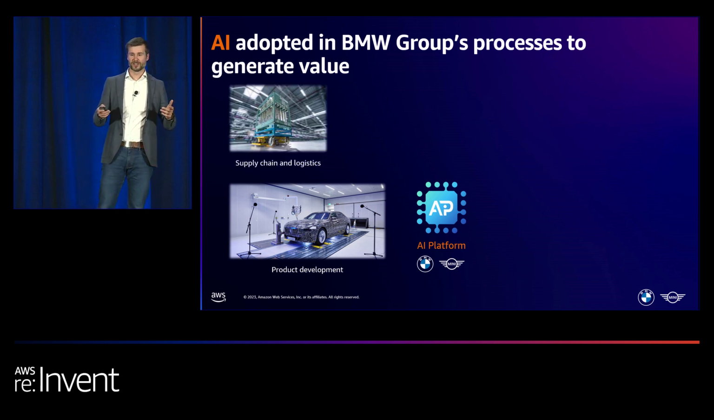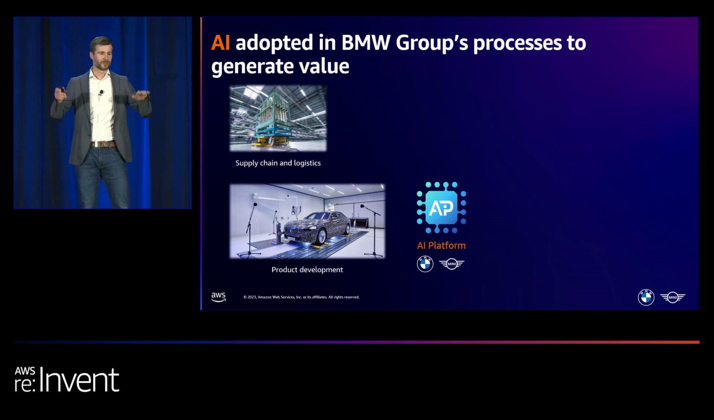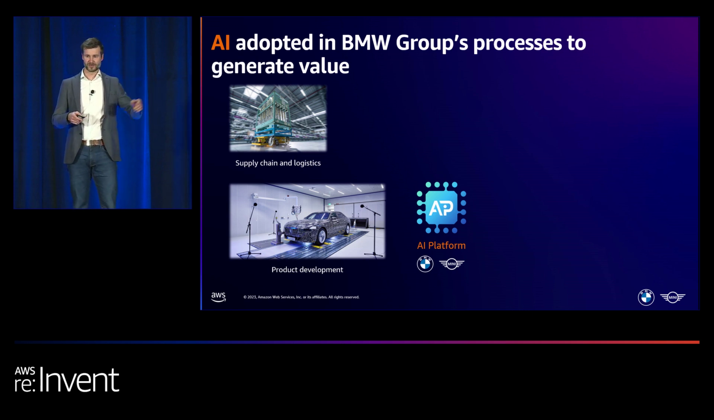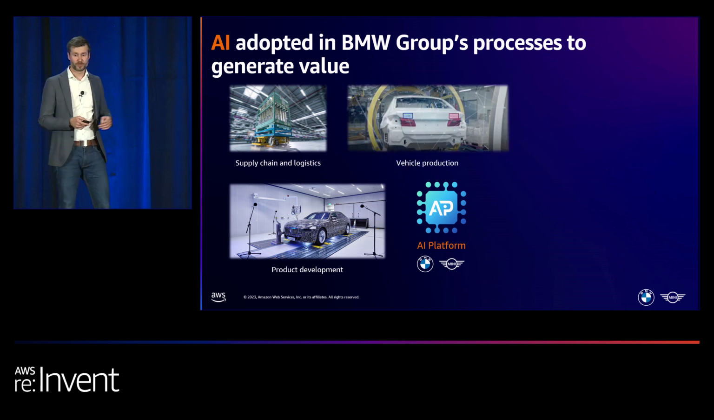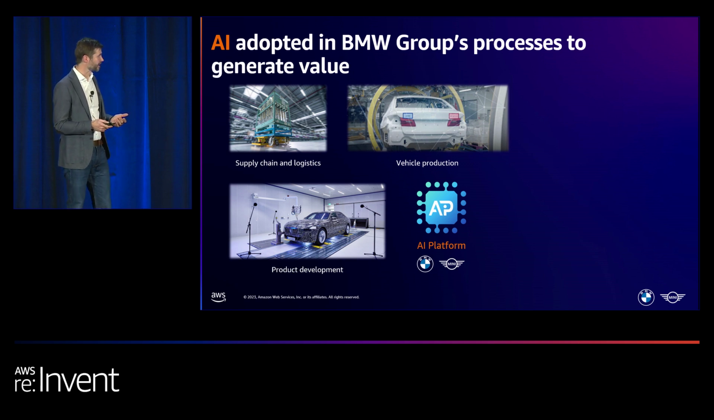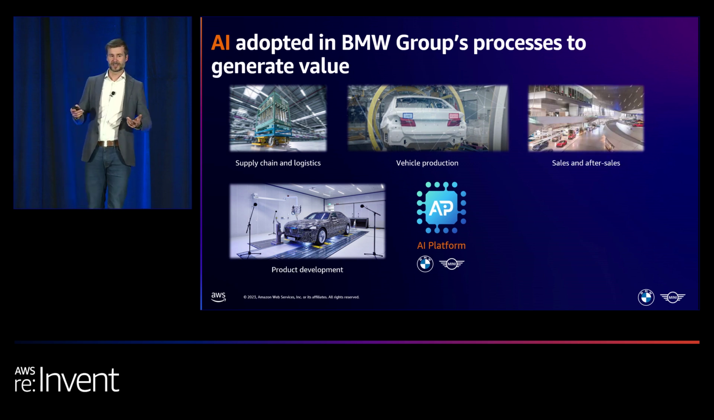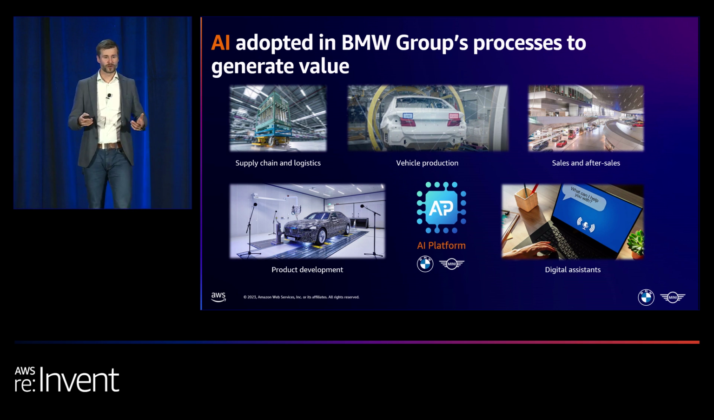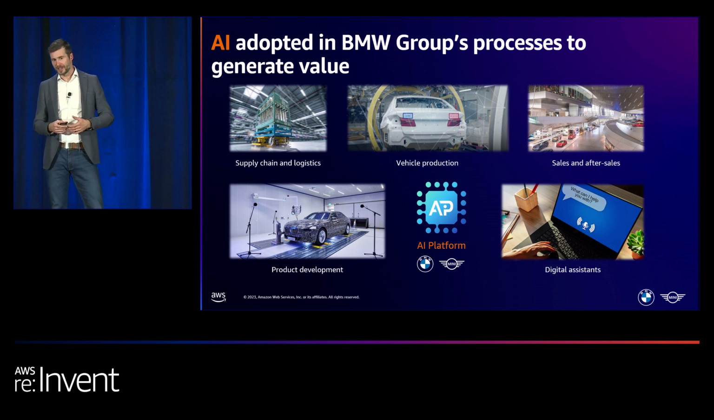In supply chain and logistics, it helps us to predict our demand more accurately and reduce the planning efforts. It's very important in these times, looking at the last years with the semiconductor shortage, for example, to manage these scenarios. In vehicle production, we've seen the quality inspections, and there's more, like predictive maintenance. And then in sales and after sales, it helps us to improve the interactions that we have with our customers. And even for our workforce, AI helps us to be more efficient.